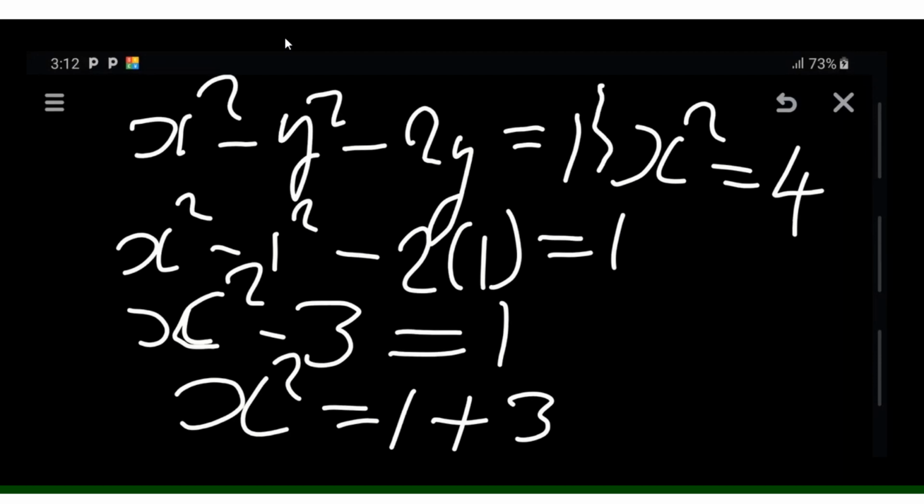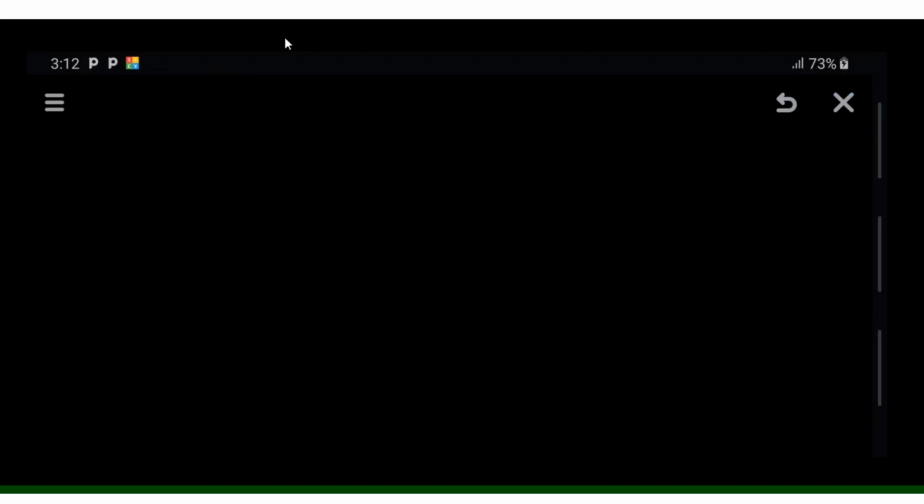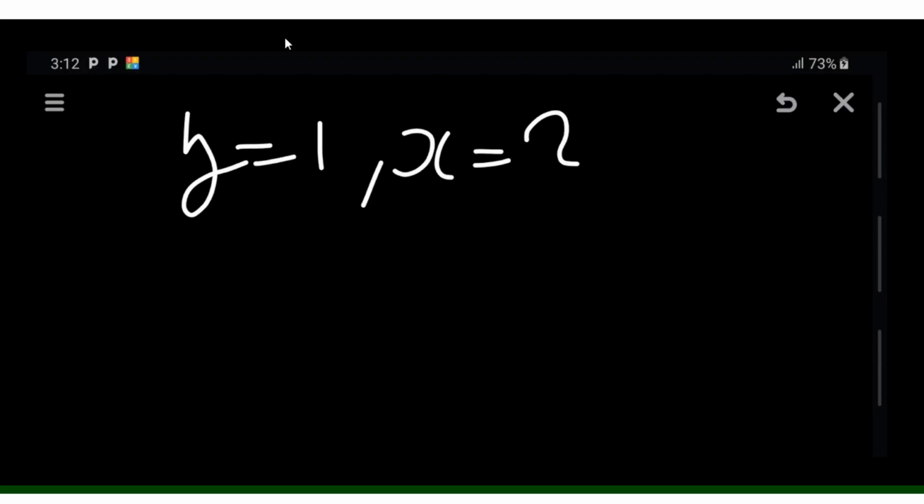Sure you can see this. So square root both sides. You have x is equal to plus or minus 2. Therefore, y is equal to 1 and x is equal to 2, or x is equal to negative 2. These are the answers for the question.